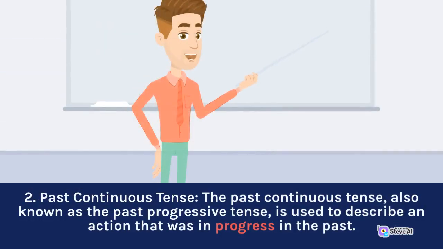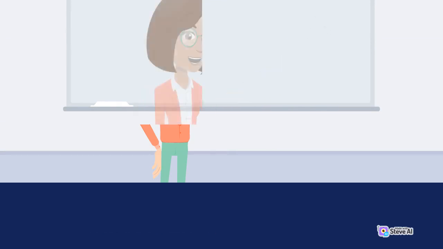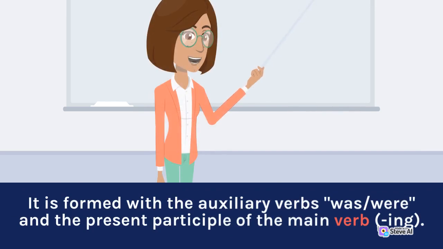2. Past continuous tense. The past continuous tense, also known as the past progressive tense, is used to describe an action that was in progress in the past. It is formed with the auxiliary verbs was/were and the present participle of the main verb, ing.